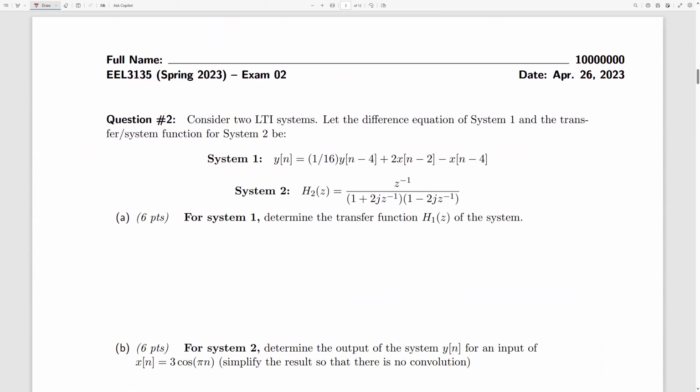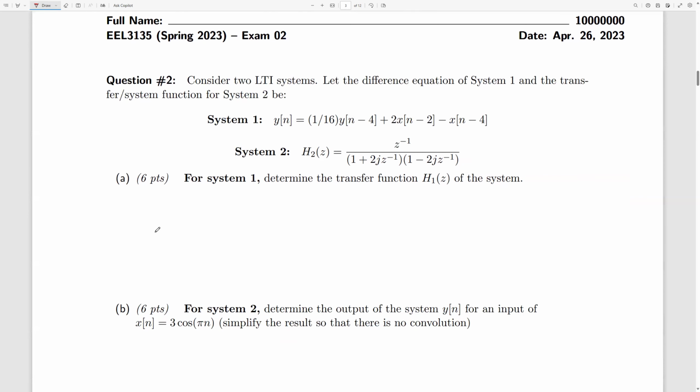Next, consider two LTI systems. Let the difference equation of system one and the transfer function for system two be as such. For system one, determine the transfer function H1(z) of the system. So I'm just going to work this out.